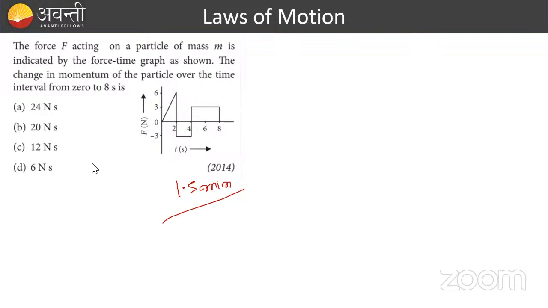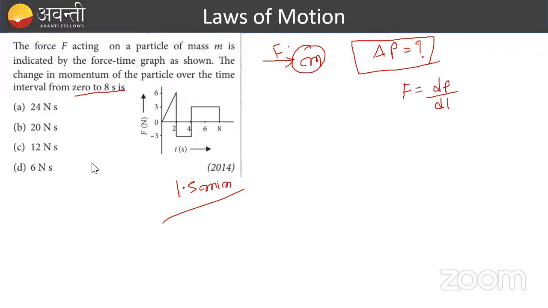Okay, so in the question, what is given? A force F is acting on a particle of mass m, right? And the force-time graph is given in the question. We need the change in momentum of the particle over the time interval from 0 to 8 seconds. So in the question we are being asked what is delta P, the change in momentum. I just told you that force is the rate of change of momentum. So F dt is dp, done. So this is the change in momentum. This is also called impulse, right?